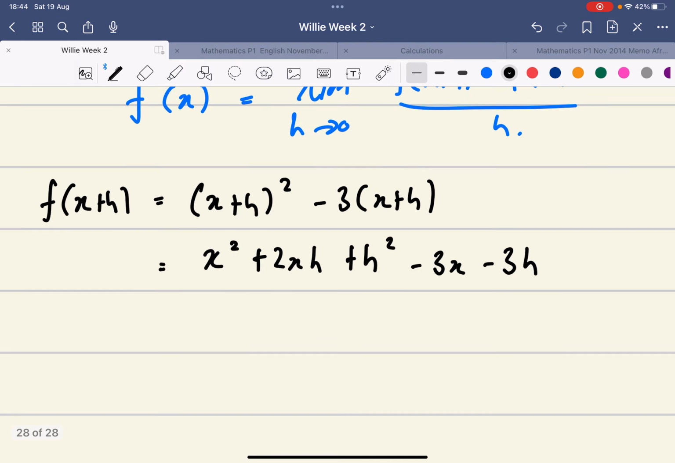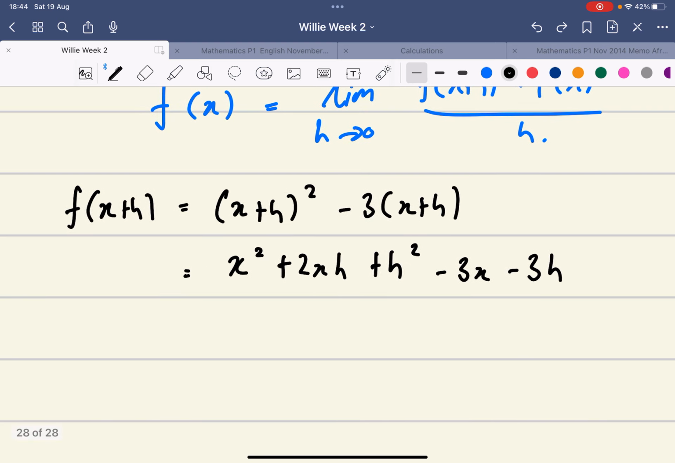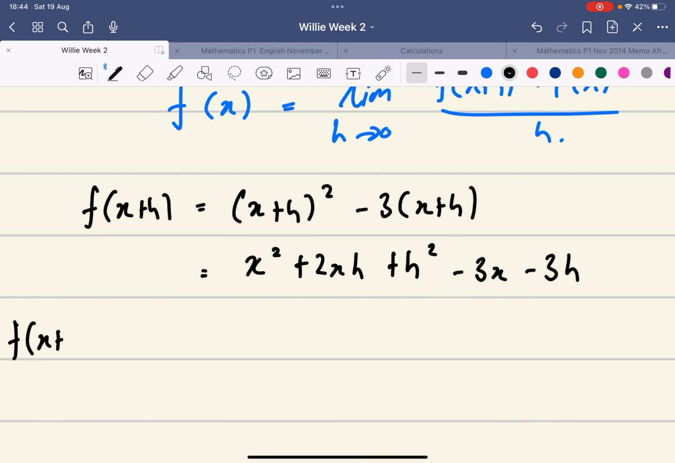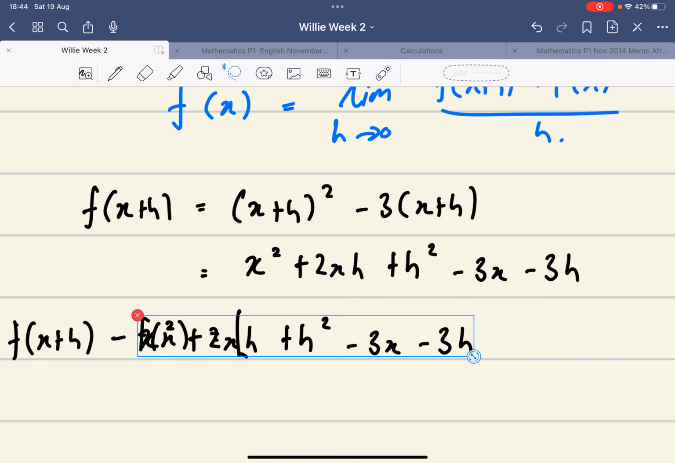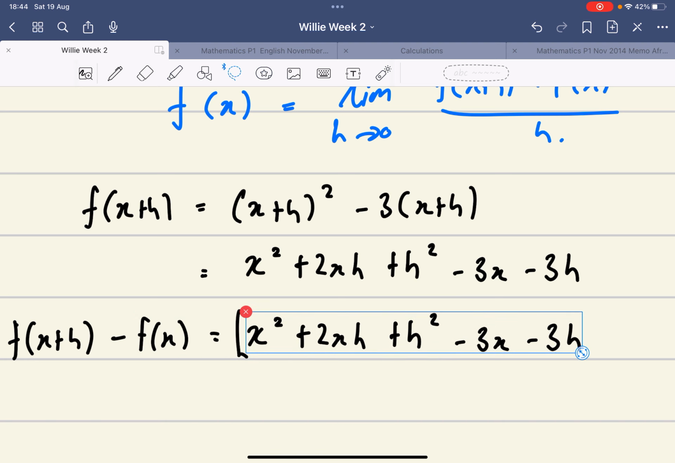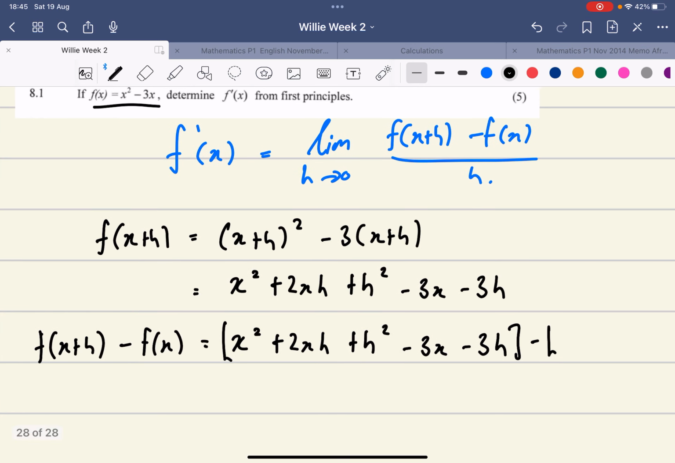Okay, so that's our numerator term. And as you can see, nothing here will simplify. Okay, so that's as far as we can take that. Then f of x plus h minus f of x is going to equal this expression here. Copy and then paste. And then we're going to subtract our normal f of x, which is x squared minus 3x.